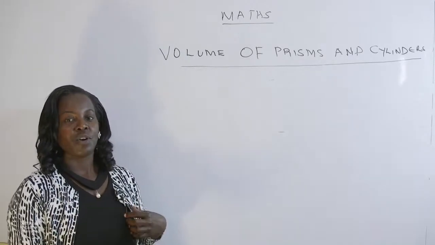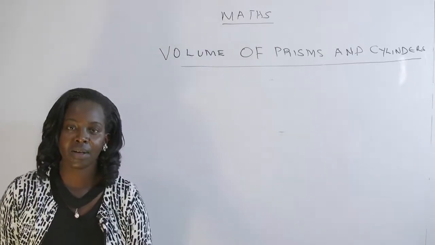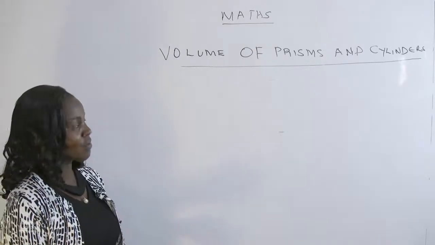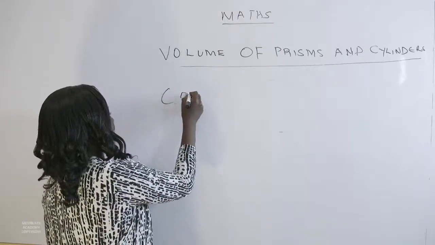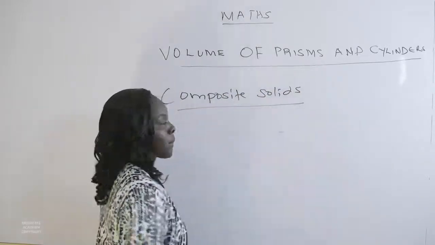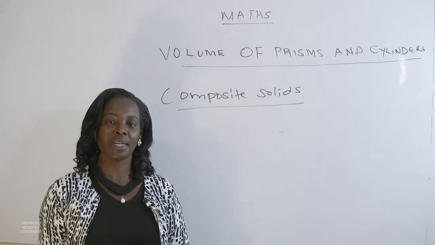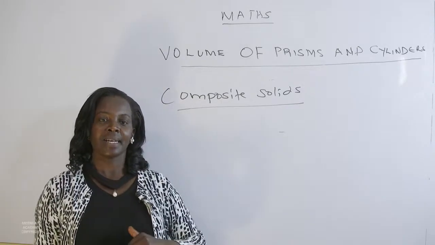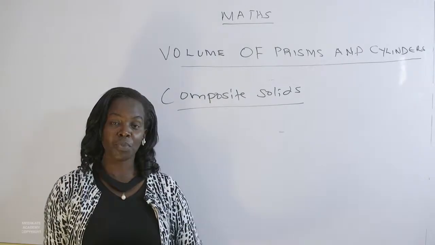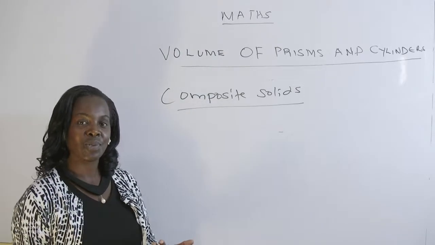In volume or three-dimensional objects, we also have composite solids, just the way when we are calculating an area, we had figures which were made up of 2 or more shapes put together. So here we also have 2 or more solids put together.